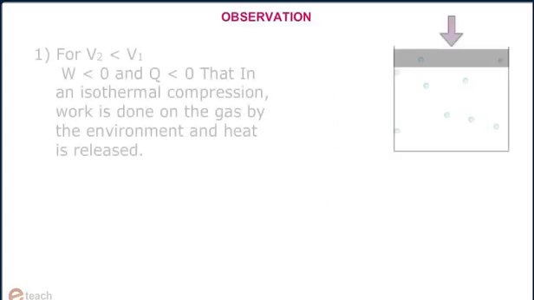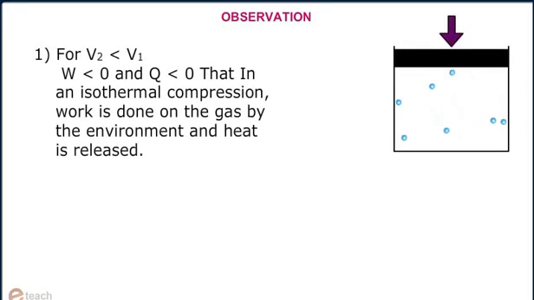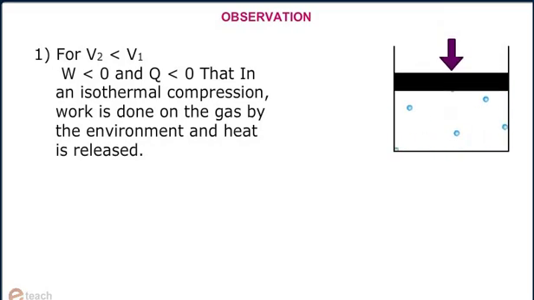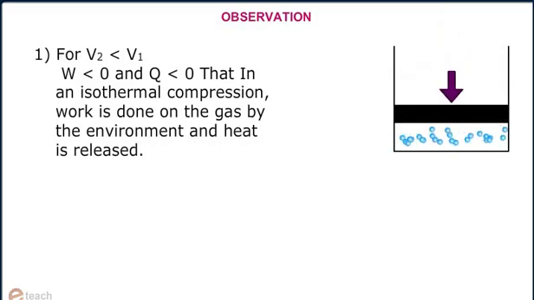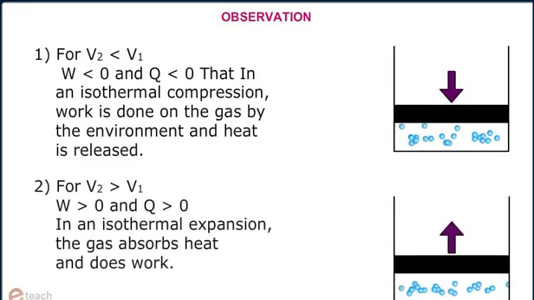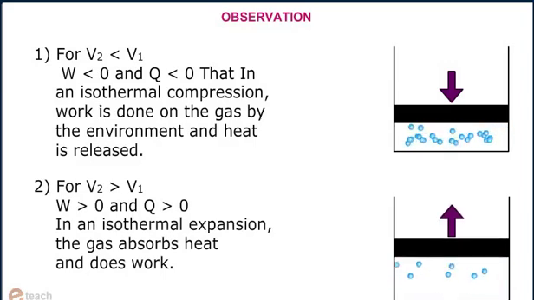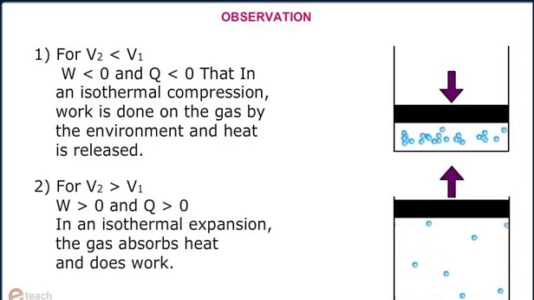Observations. First, for V2 greater than V1, W is greater than 0 and Q is greater than 0. In an isothermal expansion, the gas absorbs heat and does work. Second, for V2 less than V1, W is less than 0 and Q is less than 0. That is, in an isothermal compression, work is done on the gas by the environment and heat is released.